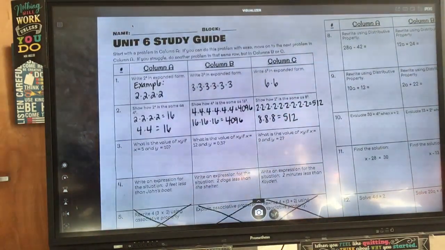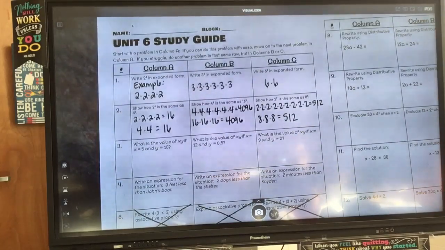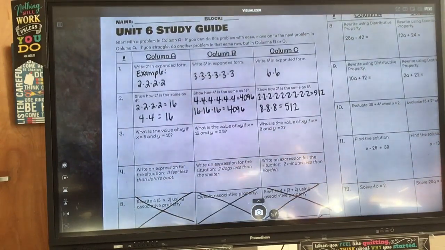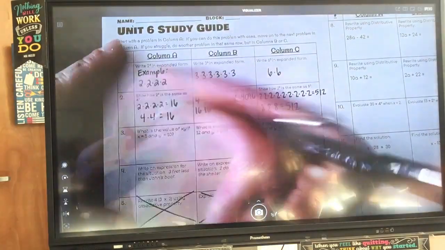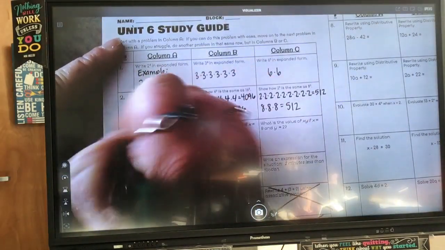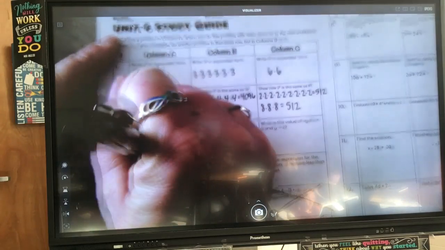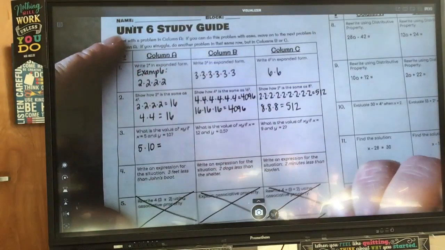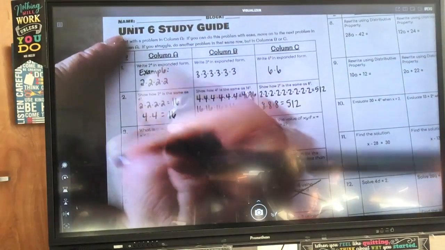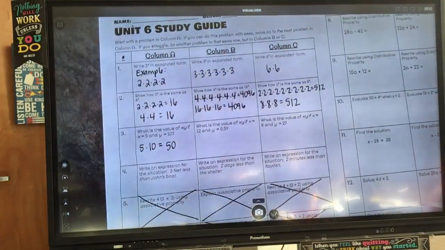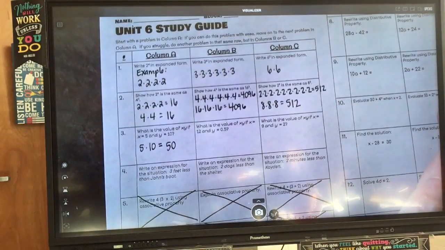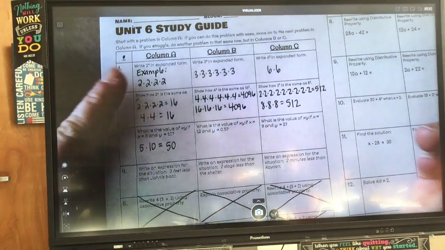Alright, the 3rd row says what is the value of xy if x equals 5 and y equals 10? So what operation is going on between x and y if there's nothing in between them? Kaya? Multiplication. So then I'm just going to plug in x and y. I'm going to do 5 times 10, is that right? 50. Okay, so again, what is the value of xy if x equals 12 and y equals half?